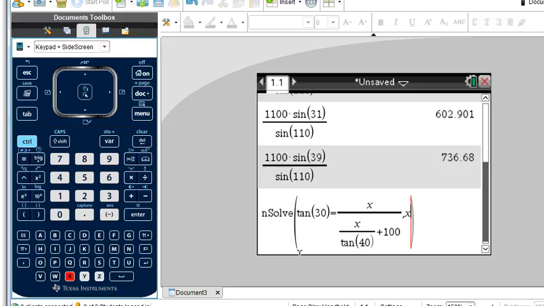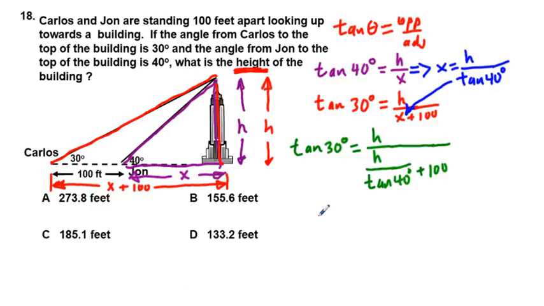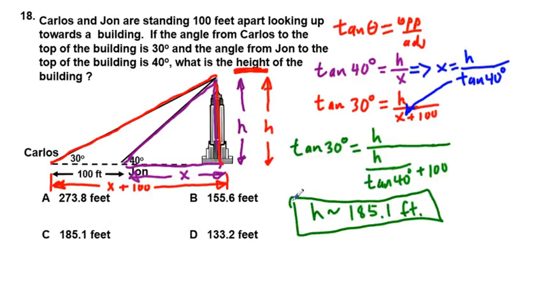So we get roughly 185.1 feet. So h is 185.1 feet, and that's going to be our multiple choice answer, C. You can go old school and work out the equation above with numerical solve, and you'll be able to make pretty quick work of this problem. The main challenge is making sure you draw your triangles right, so that you can work out this problem easily.